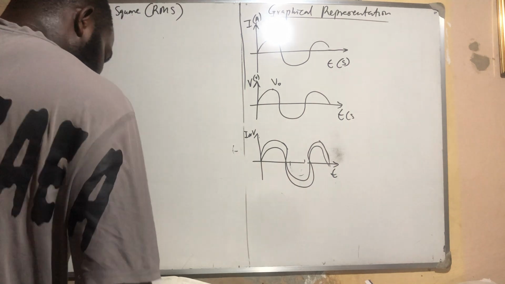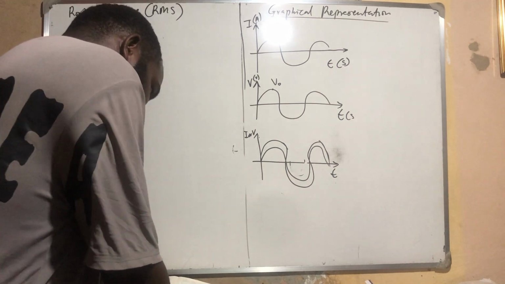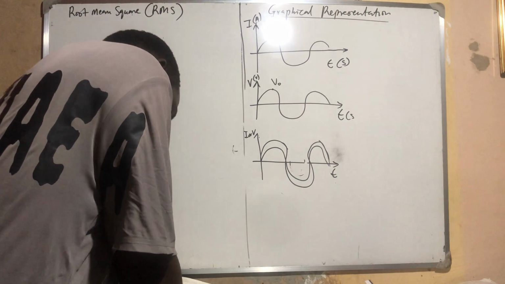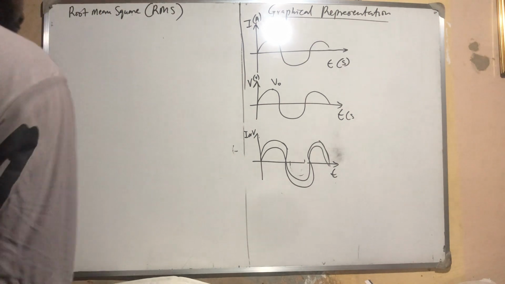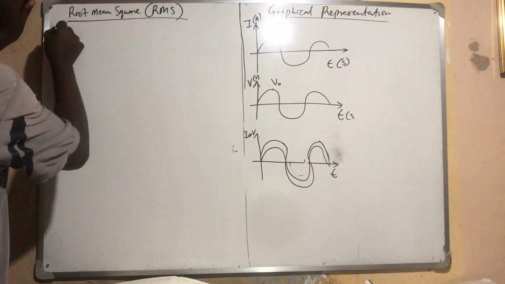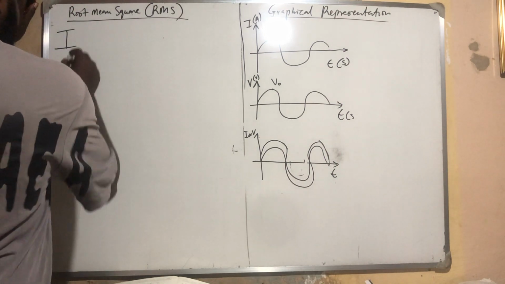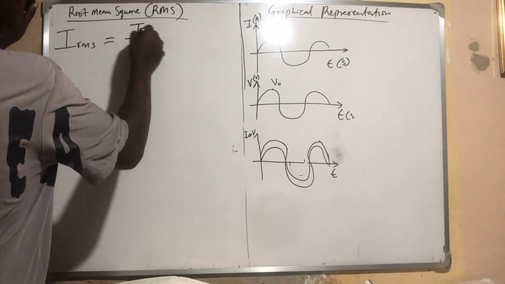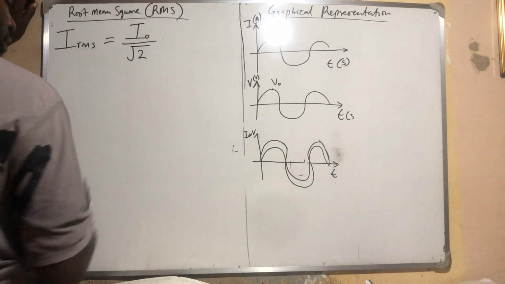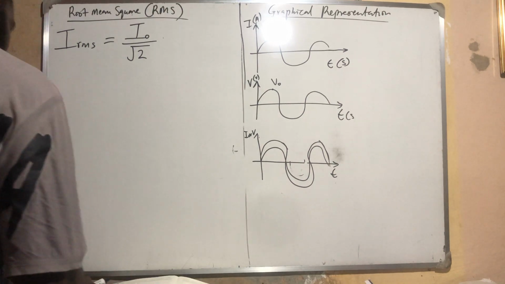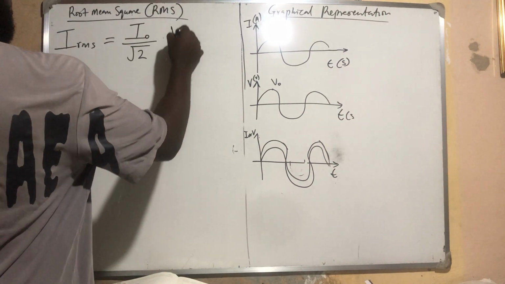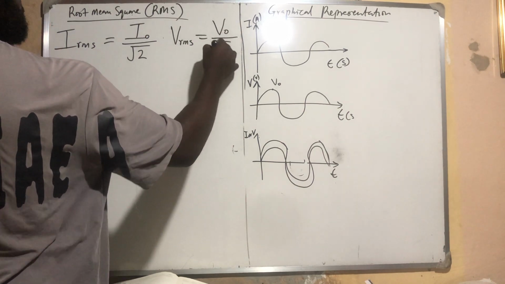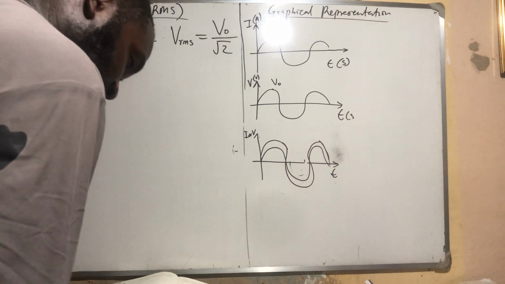The root mean square of an AC is the direct current that produces the same heat per second in a given resistor. But it has a formula, so let's just solve. The root mean square is equal to your peak value over root 2. As simple as that. For voltage, V RMS is equal to your peak voltage over root 2. It's very, very simple.